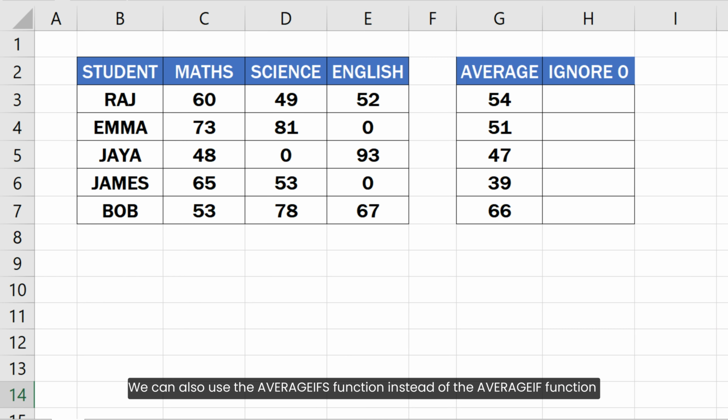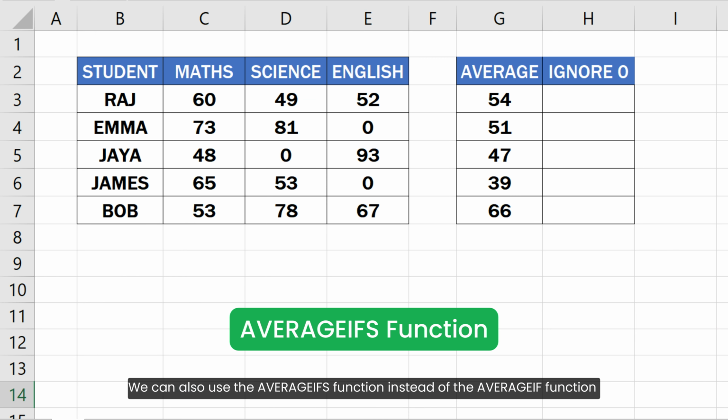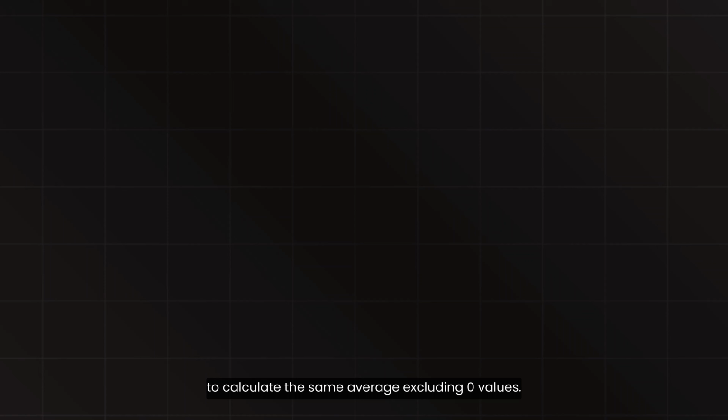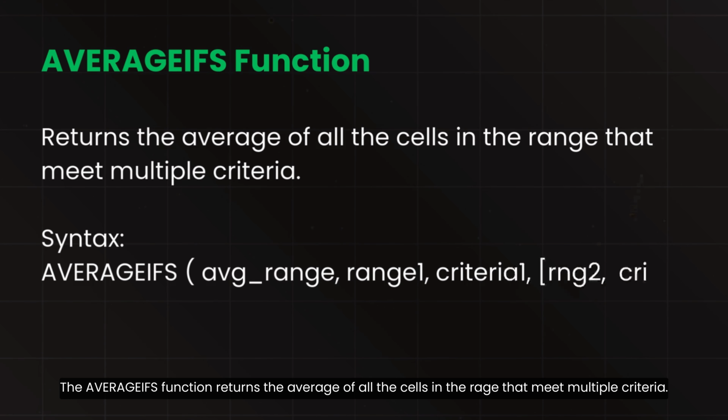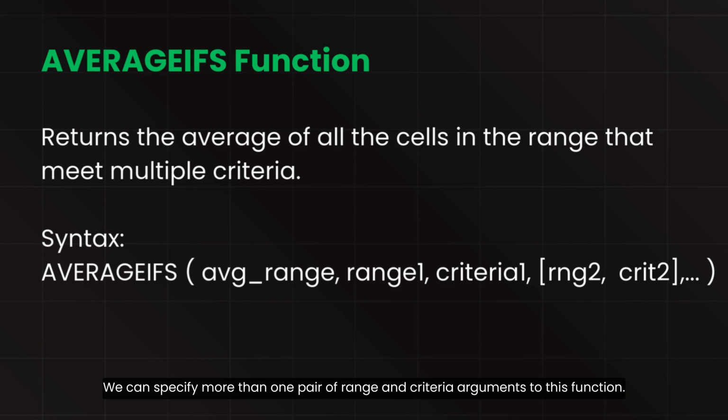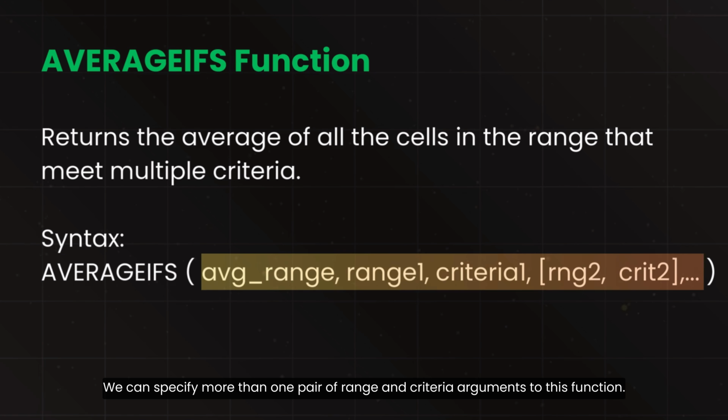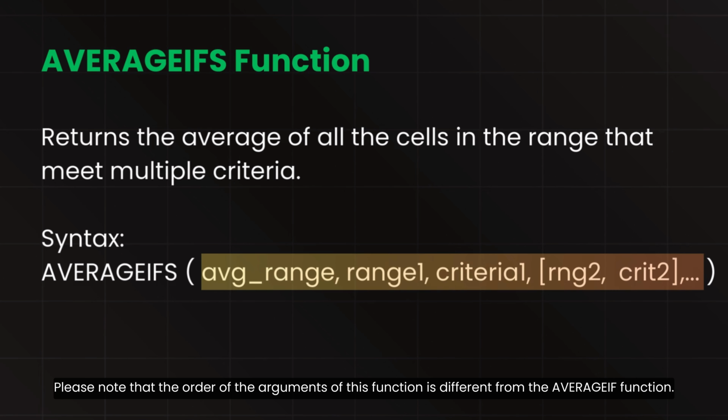We can also use the AVERAGEIFS function instead of the AVERAGEIF function to calculate the same average excluding zero values. The AVERAGEIFS function returns the average of all the cells in the range that meet multiple criteria. We can specify more than one pair of range and criteria arguments to this function. Please note that the order of the arguments of this function is different from the AVERAGEIF function.